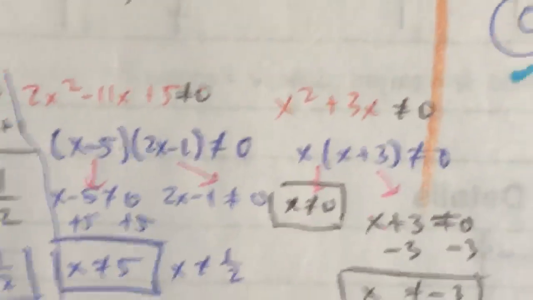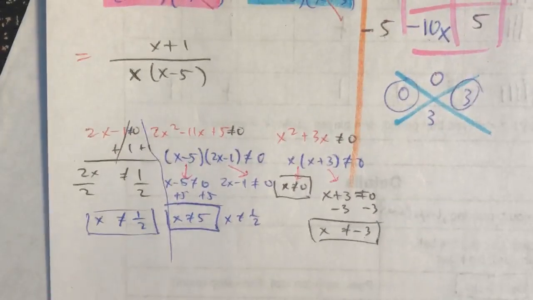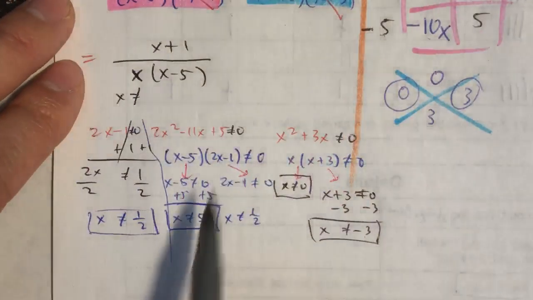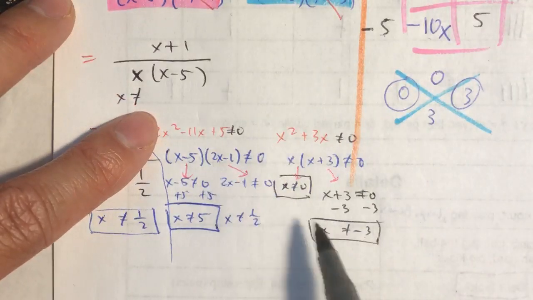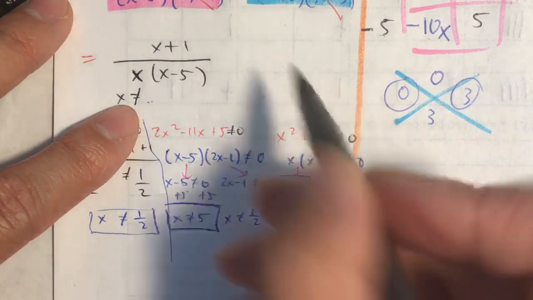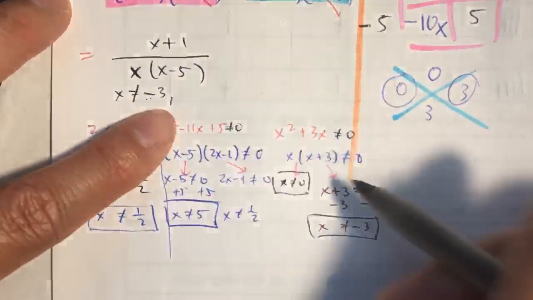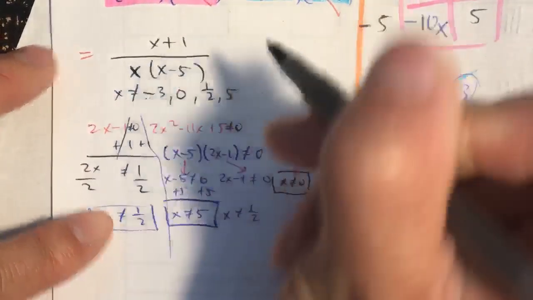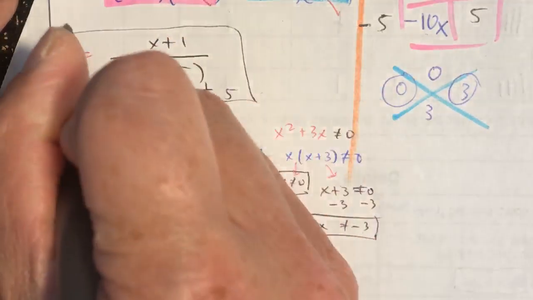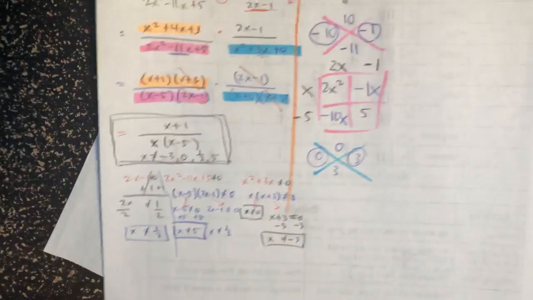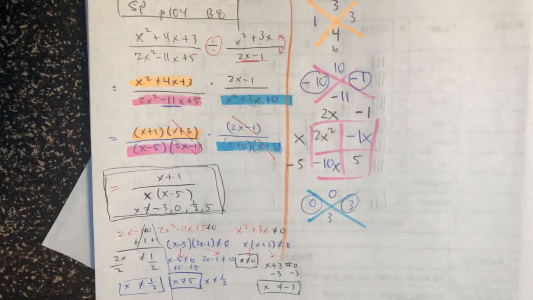All right, so let's list out all of our restrictions together. x is not equal to. They like to put them in order from least to greatest or negatives to positives. So -3, 0, 1/2, and 5. This is my answer. Try to double box that. So that's our answer for Skills Practice, page 104, B8.